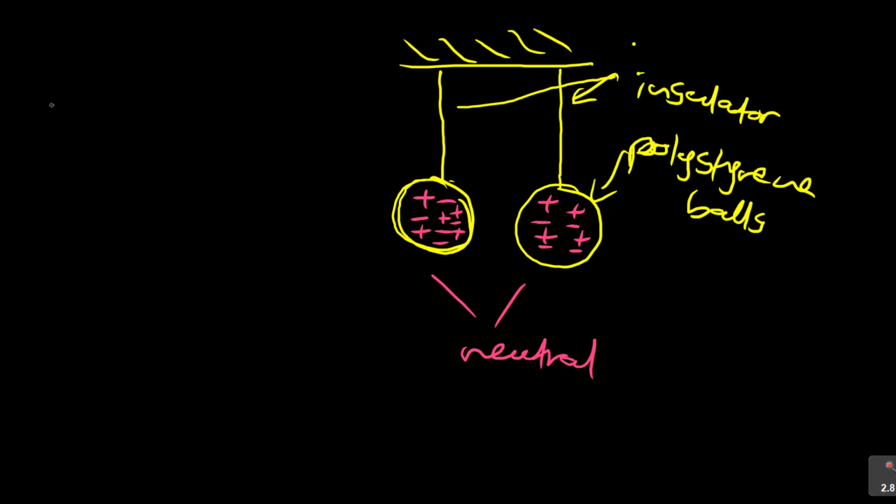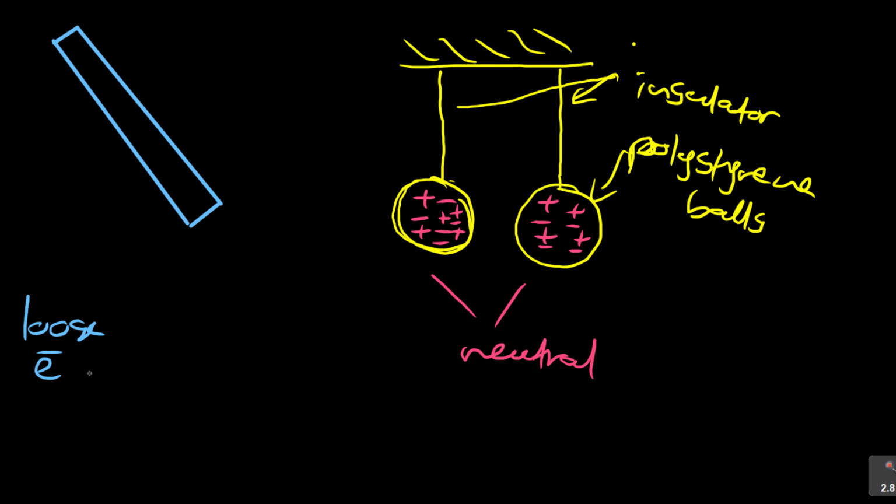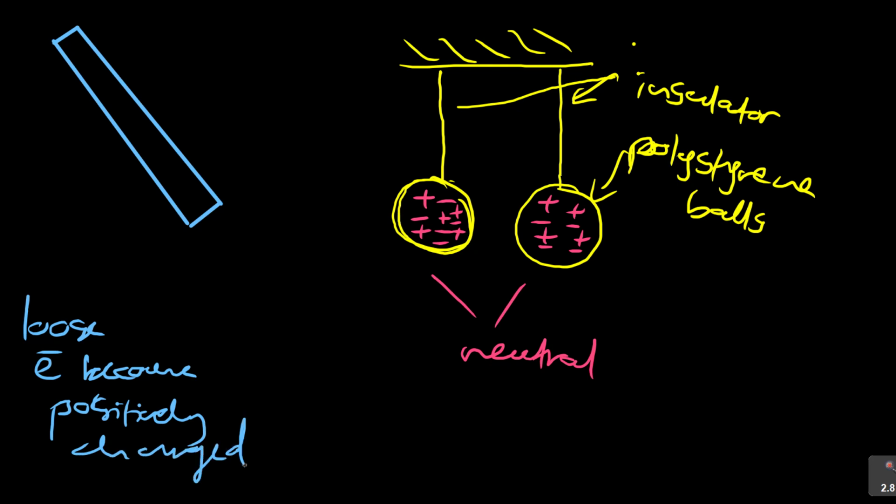Now on the other end, I'm going to bring in my Perspex rod here, and my Perspex rod has been rubbed against a cloth, so we've charged it. If you rub it against a cloth, we said it loses the electrons to the cloth. So when you lose electrons, what do you become? You become positively charged, because you lost some electrons that make you negative.